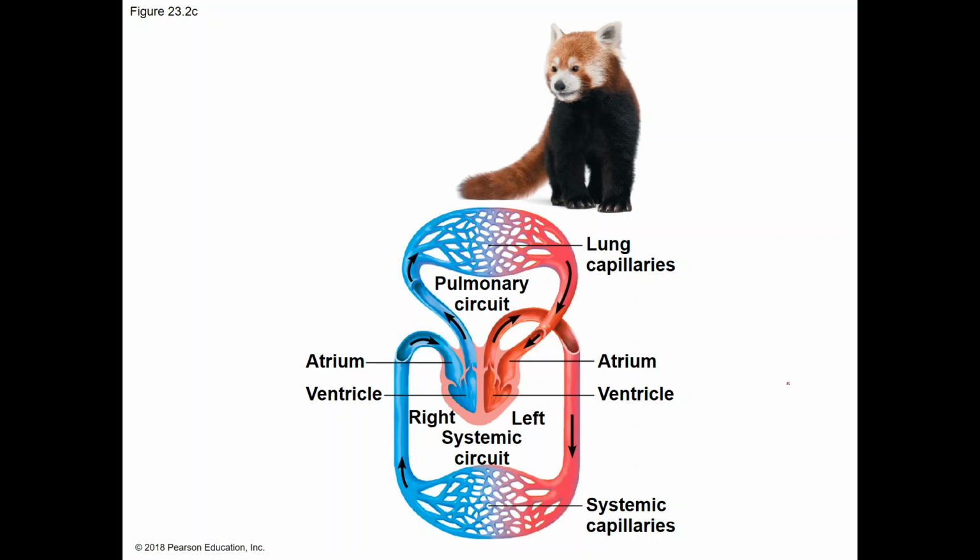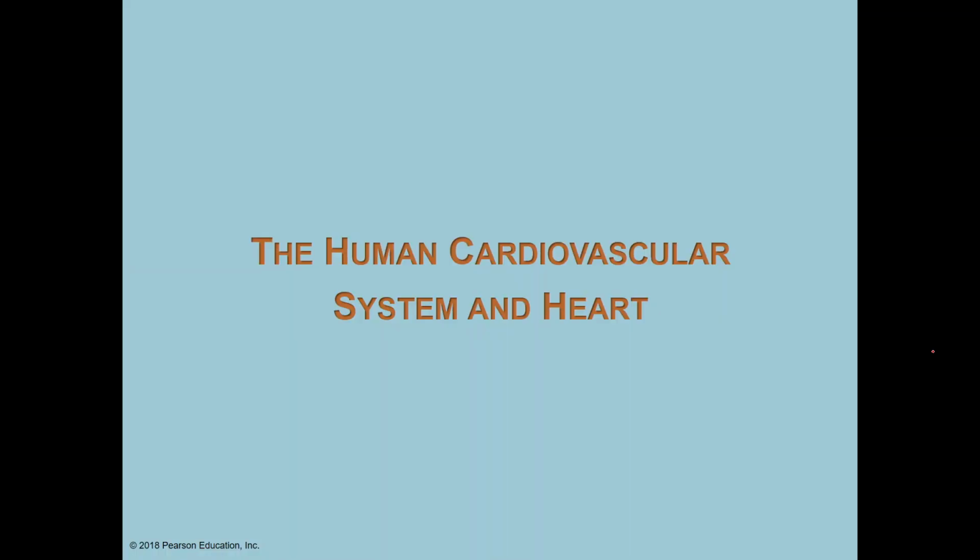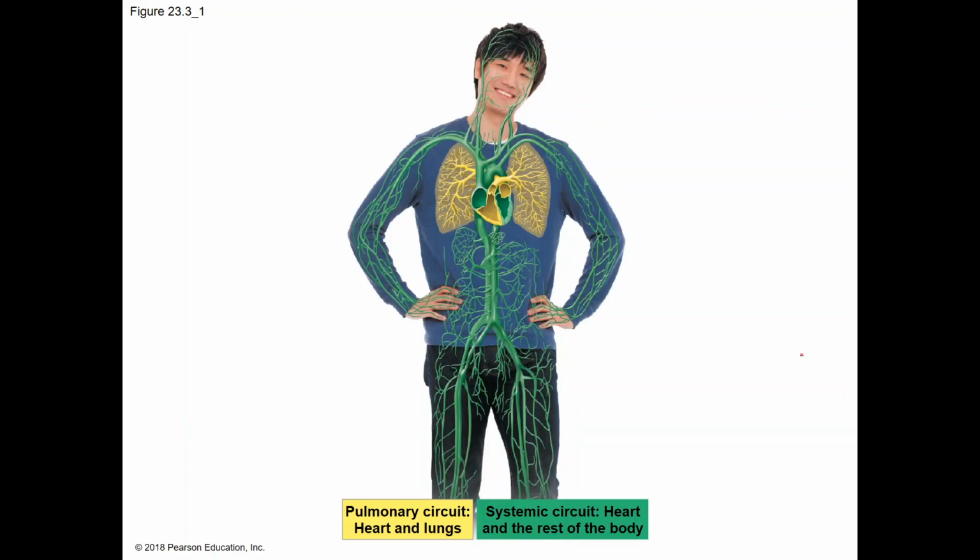Okay, so moving on to specifically the human cardiovascular system and heart. As I mentioned, we have a four-chambered heart with a double circulatory system. So what happens here is we have the pulmonary circuit, the heart and lungs, where the blood is transferred from the heart to the lungs and then back to the heart, and then the systemic circuit. That's how the blood is pumped from the heart to the rest of the body and then back to the heart. You can see the pulmonary circuit indicated in yellow, and the systemic circuit indicated in green.